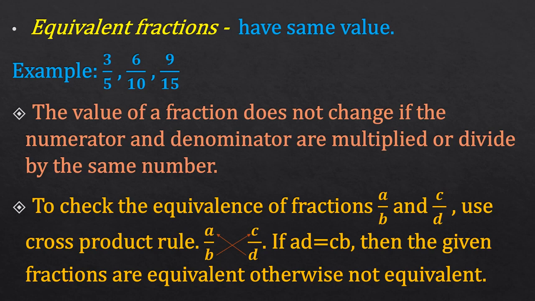Next point is to check the equivalence of fractions. Suppose two fractions are a upon b and c upon d. We are taking these two fractions. Use the cross product rule. We will do cross multiplication to check the equivalence of the fractions. That means a multiplied by d must be equal to c multiplied by b. If they are equal, then the fractions are said to be equivalent, otherwise not.